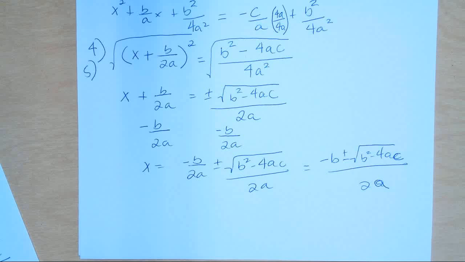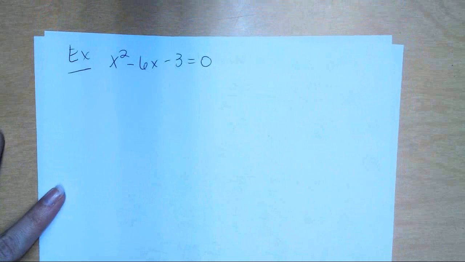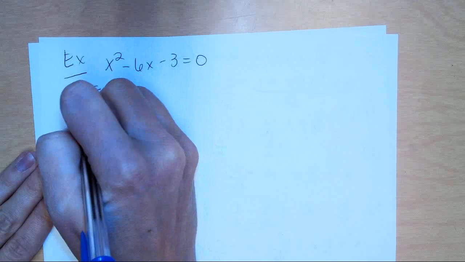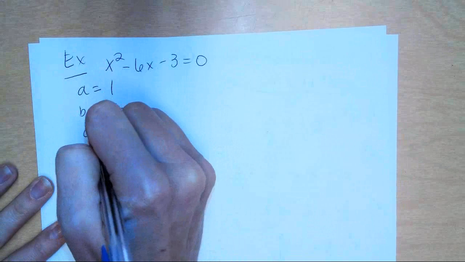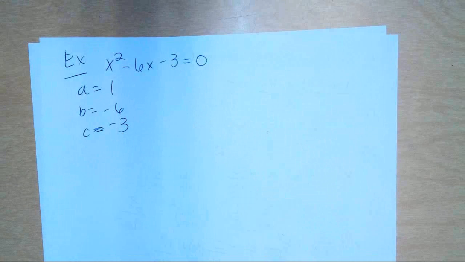Let's do one example of how you would use the quadratic formula, and then we will be done for today. Okay, here's our example: x squared minus 6x minus 3 equals 0. Wait, are you recording this? Yes. Okay, a equals 1, b is negative 6, c is negative 3, and basically we're just going to plug it in and reduce.